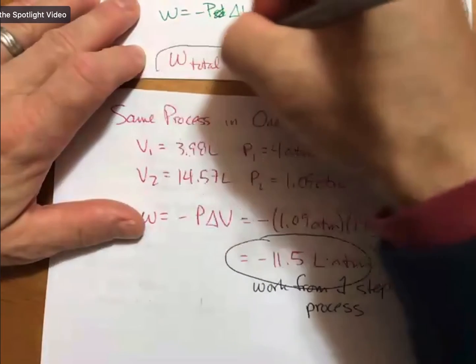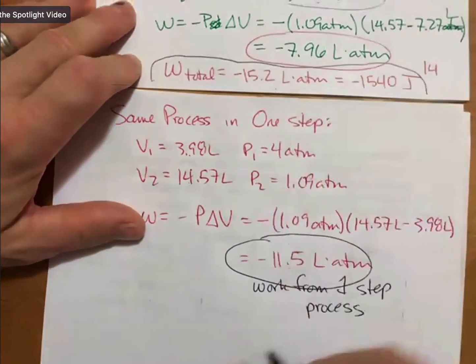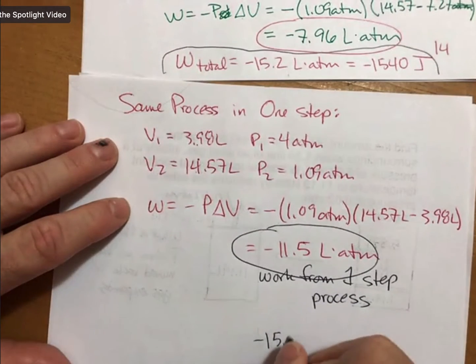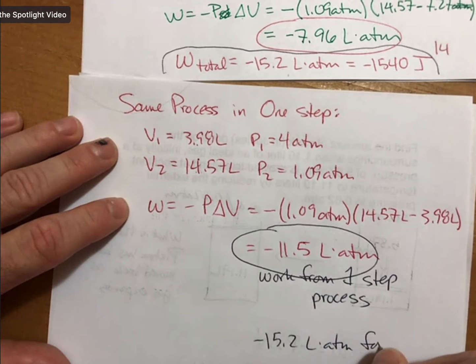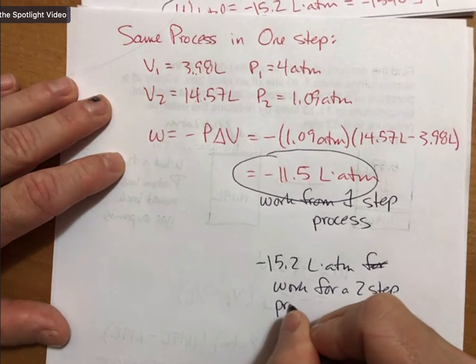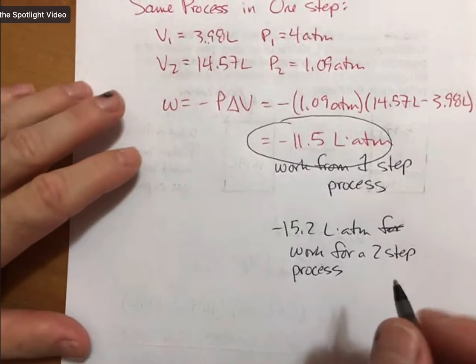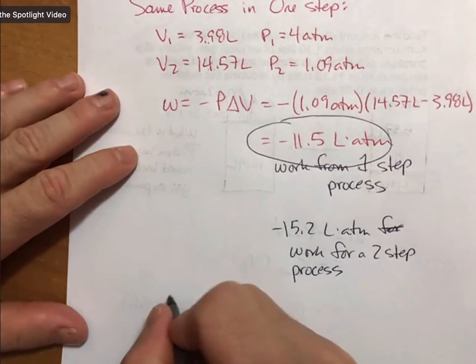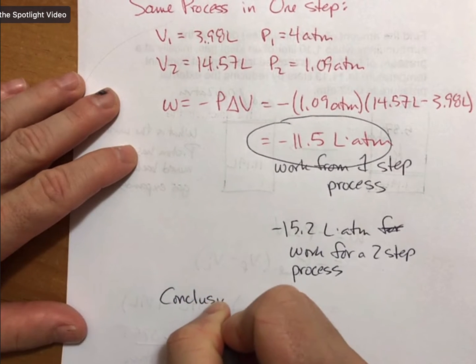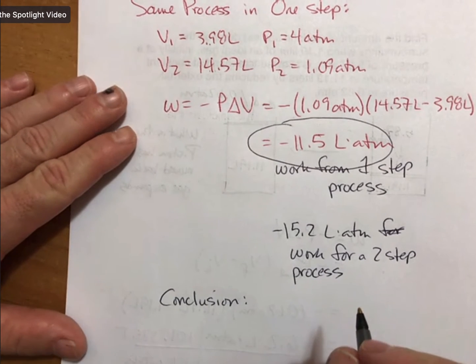And here's the work that you can get out of a two-step process. So minus 15.2 liter atmospheres, work for a two-step process. And there's two conclusions that I want you to come to. One conclusion is a general conclusion: you can get more work out of smaller steps.